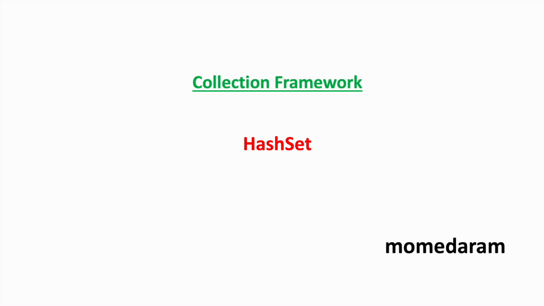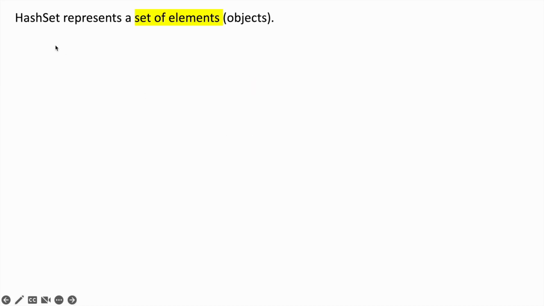In this video, we will see what is HashSet and how many ways we can create HashSet objects and all other properties of HashSet. HashSet is an implementation class for the Set interface. HashSet represents a set of elements, that is, a set of objects.